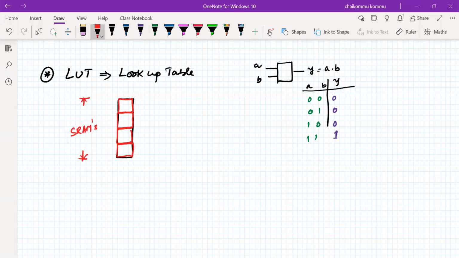This RAM will hold the output of the logic, so it can store the output values: 0, 0, 0, and 1. Of course, it doesn't mean that it is fixed. It can be associated with logic 0 or 1. Instead of saying that only one bit is available, I can say that 0 or 1 may be stored in each cell.